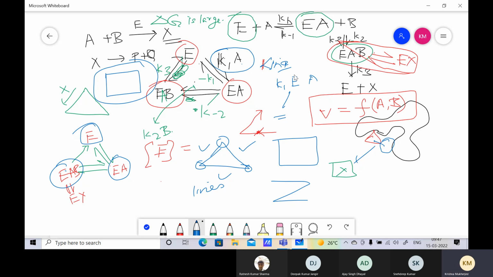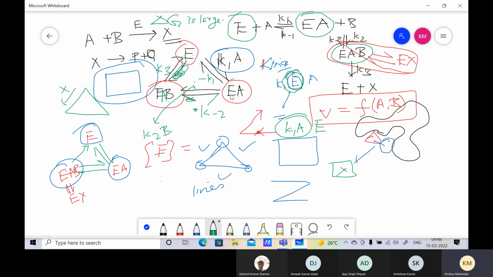So if we want to write it in terms of E alone, then you write it as K1 A, which is the first order reaction constant, into E. The reverse reaction is K minus 1 into EA, so that's not a problem. So here notice I have written K1A, the forward reaction, K minus 1, because in terms of K we have to write first order reactions.